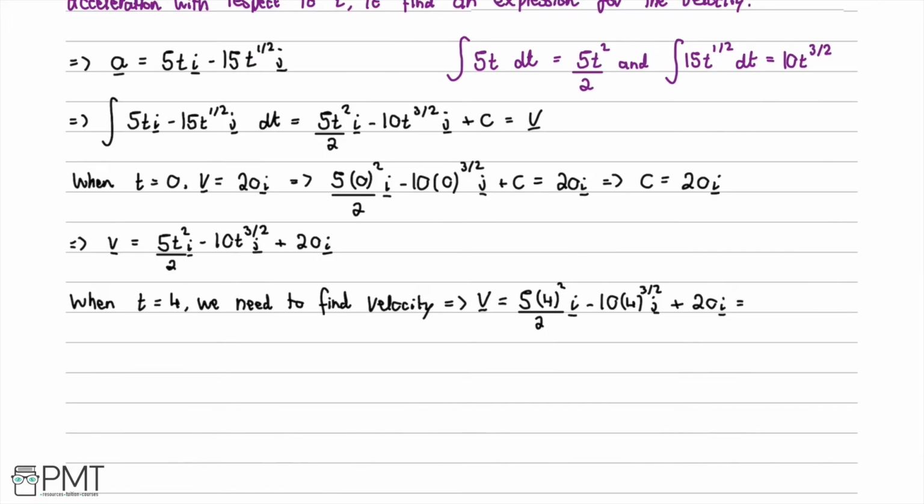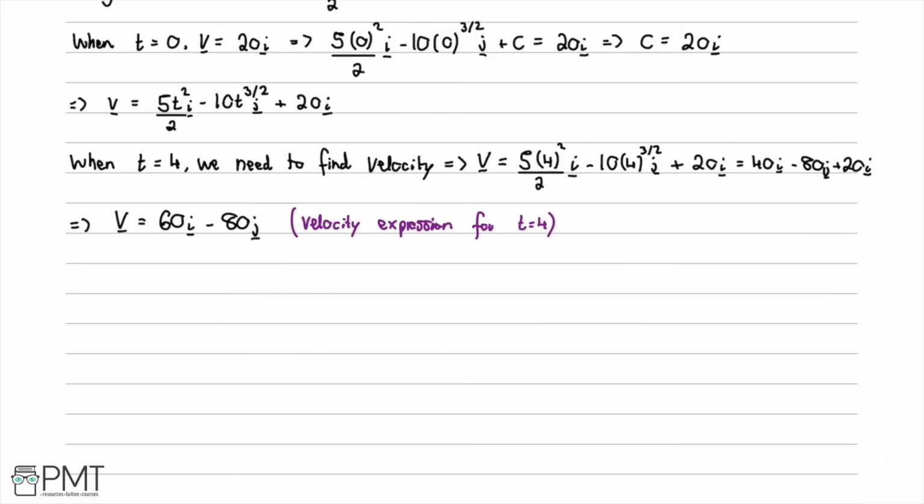And plugging all this into our calculator, this leaves us with 40i minus 80j, and then we have 20i. So therefore, we can tidy this up, and we can combine our i components. So we'll have 40 add 20, which gives us 60i, and then we have our negative 80j. So that is our expression for velocity, so that's our velocity expression for t equals 4.